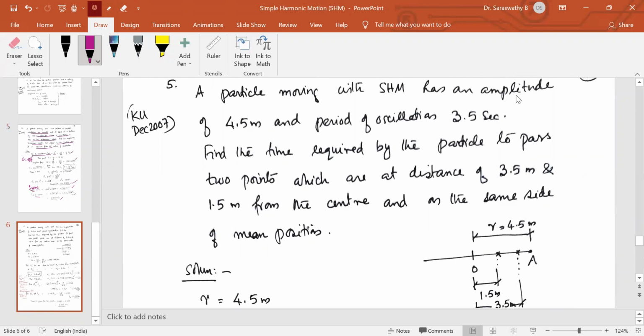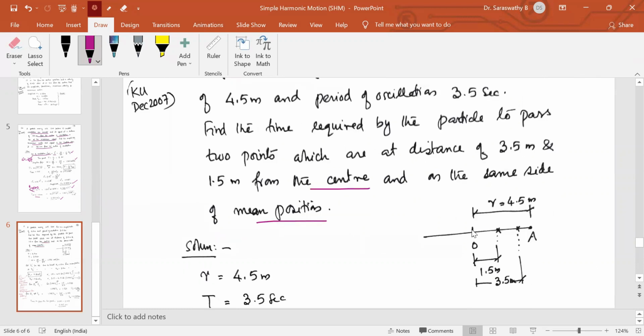A particle moving with simple harmonic motion has an amplitude 4.5 meter. Amplitude means distance from the mean position, 4.5 meter. The period of oscillation is 3.5 seconds. Find the time required by the particle to pass 2 points which are at distances of 3.5 meter and 1.5 meter from the center and on the same side of the mean position. So this is the mean position, OA is 4.5. We are asked to find out the time taken for the travel between 1.5 meter and 3.5 meter.